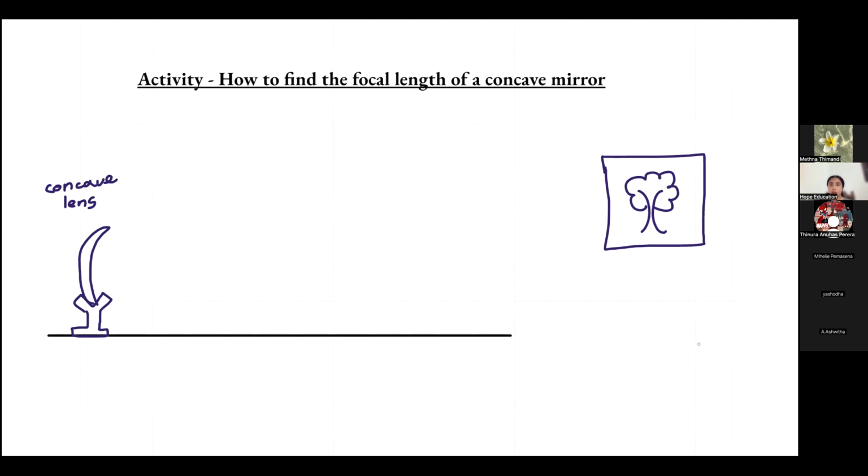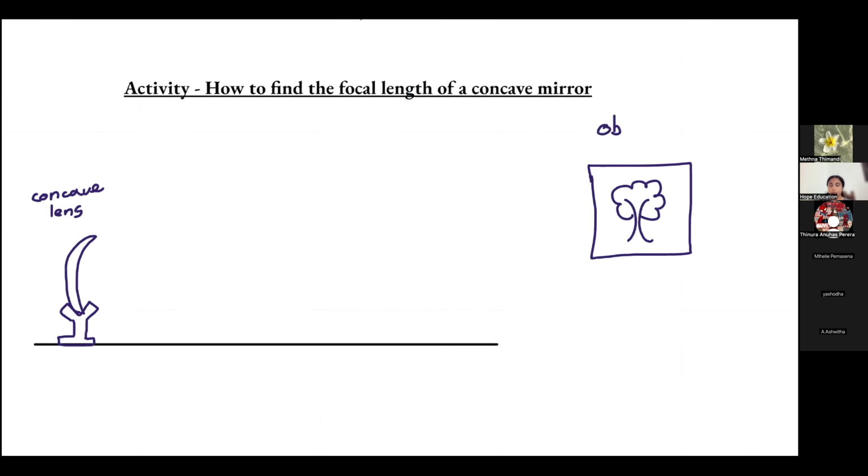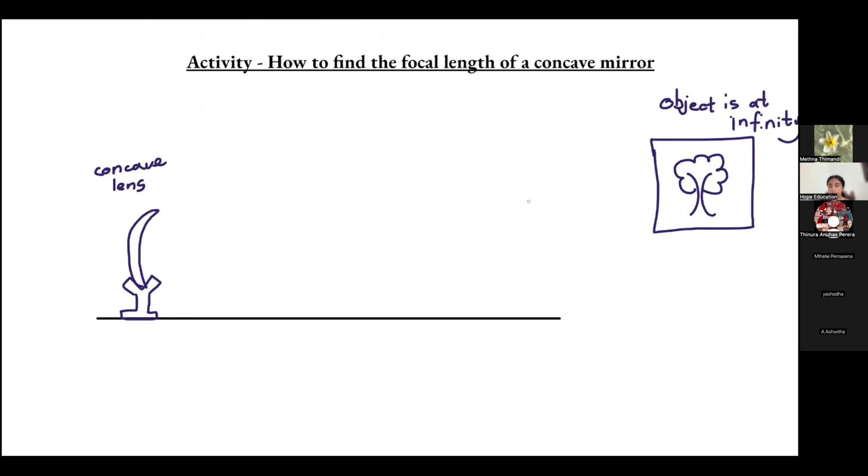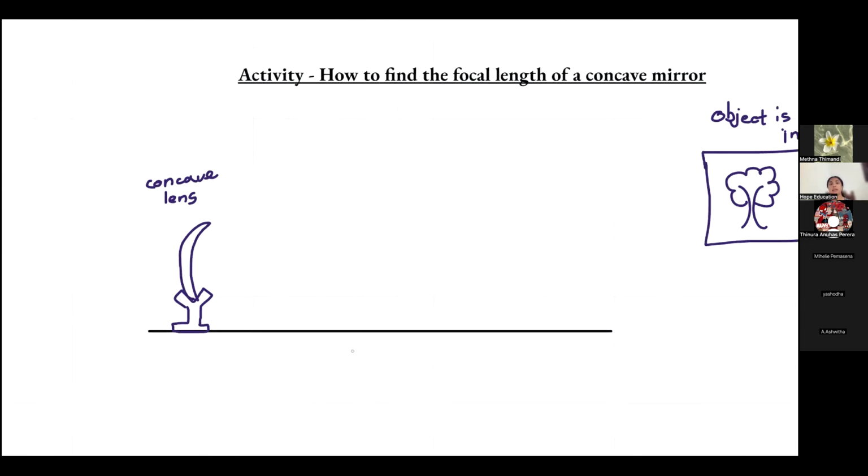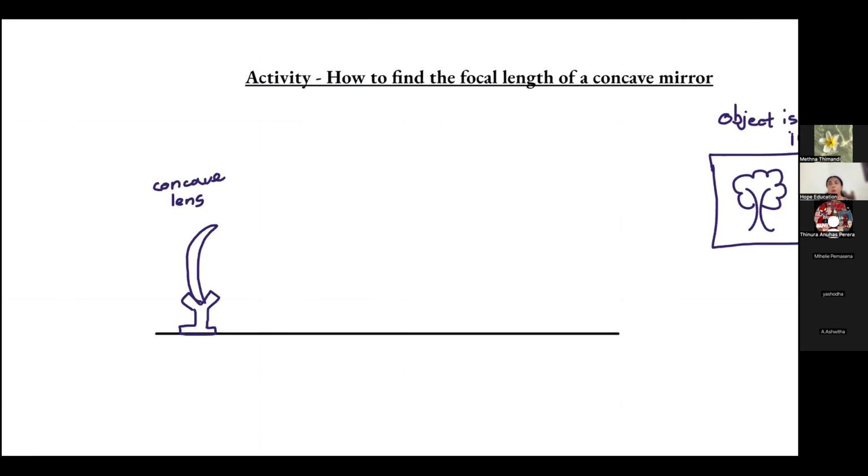Right? So here our object is at infinity. Object is at infinity. Up to that point, is it clear? Yes, teacher. Okay. Now, when I have my object at infinity and I have a concave lens, I know the image is formed at the focal point.